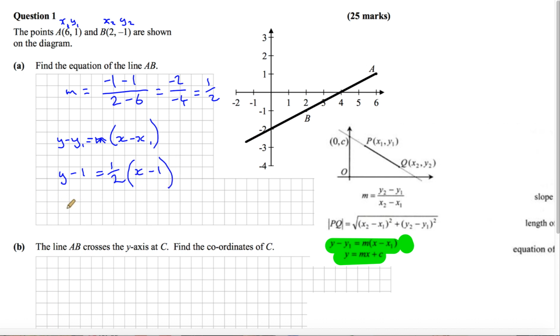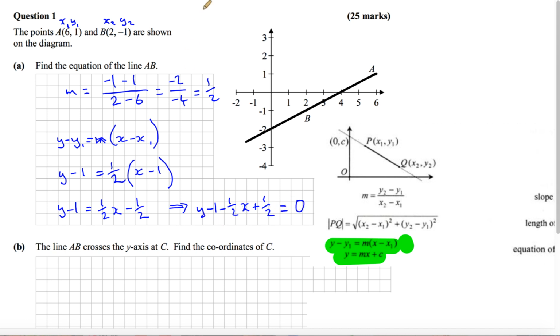Okay, so now I just got to tidy this up a little bit. I've got y minus 1 is equal to, I multiply this out, a half by x is a half x, a half by negative 1 is negative a half. And now I just tidy up a little bit. I can bring all this stuff maybe over to the left. So I will have y minus 1 still on the left. When I bring this over, it becomes minus a half x. And when I bring the minus a half over, it becomes plus a half. And I'm left with nothing on the right, that's 0.